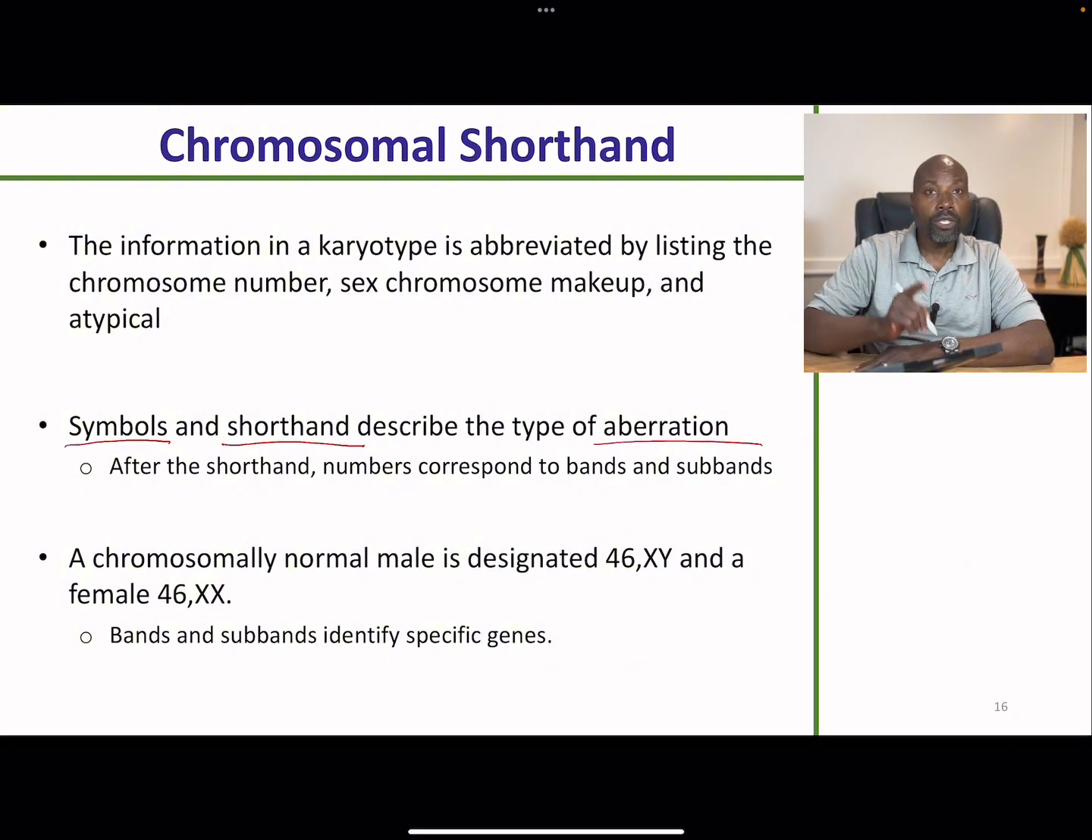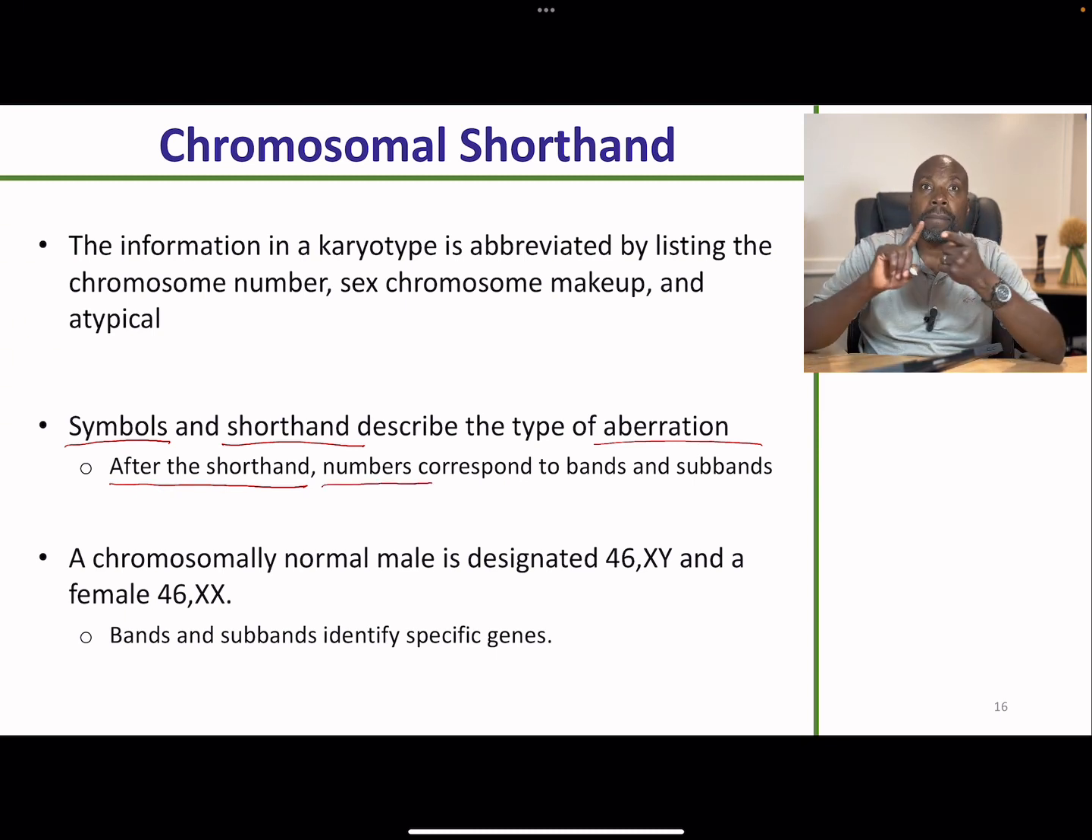right? So here is what happens. After the shorthand, we are going to have the number, and that number is corresponding to the band that we see, right?